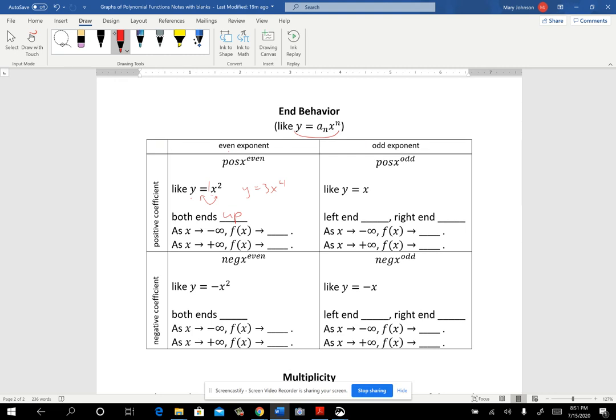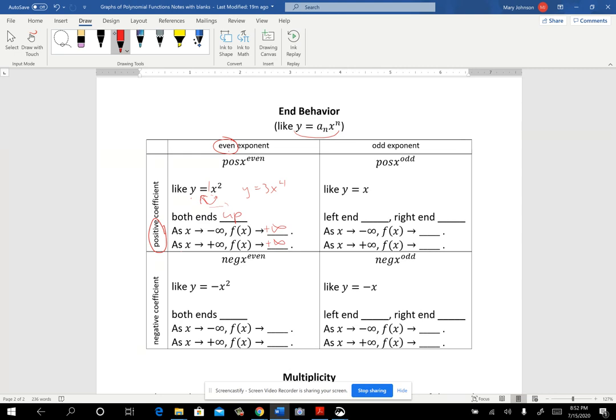As x goes towards positive infinity, the left side goes towards positive infinity. It points up. As you go to the right, as x moves to positive infinity, the y values approach positive infinity. I just want to expose you to that notation. So this box was an even exponent, positive out in front.